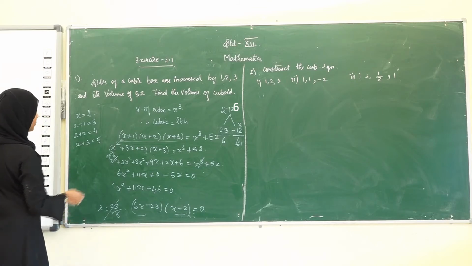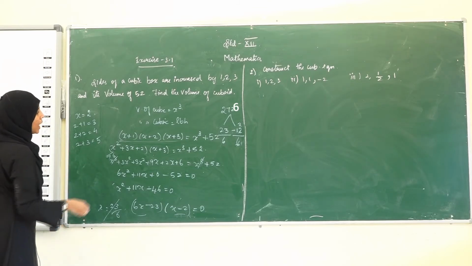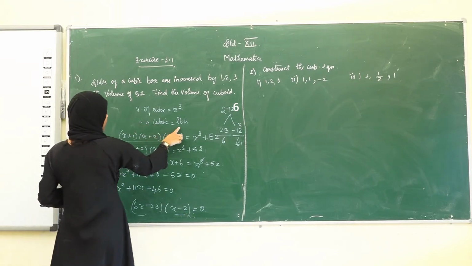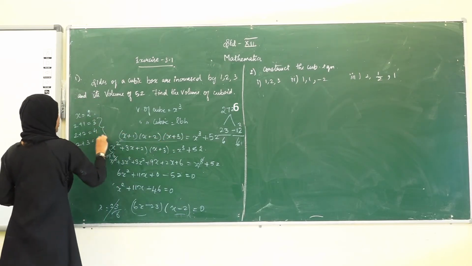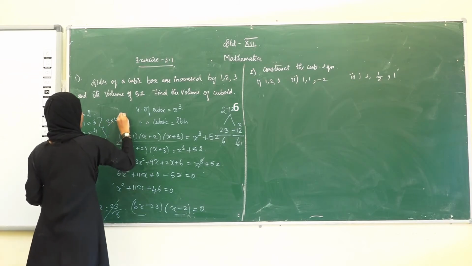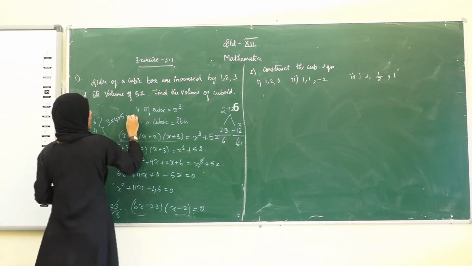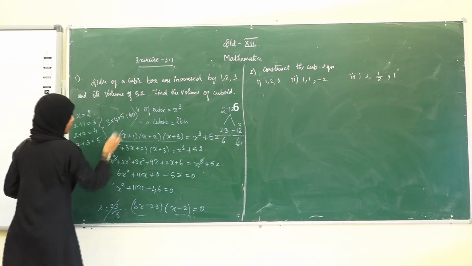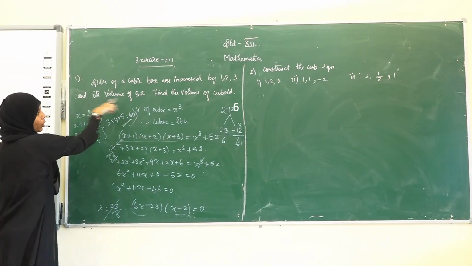Okay, and the cuboid, see, the volume of the cuboid is 3 into 4 into 5. 5 fours are 20, into 3 is 60 cubic units. This is the answer for the volume of the cuboid.